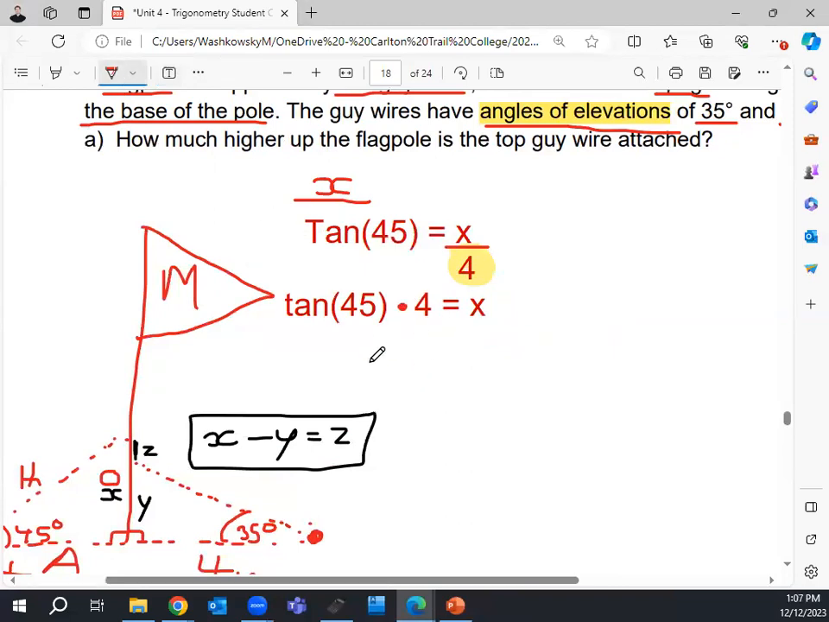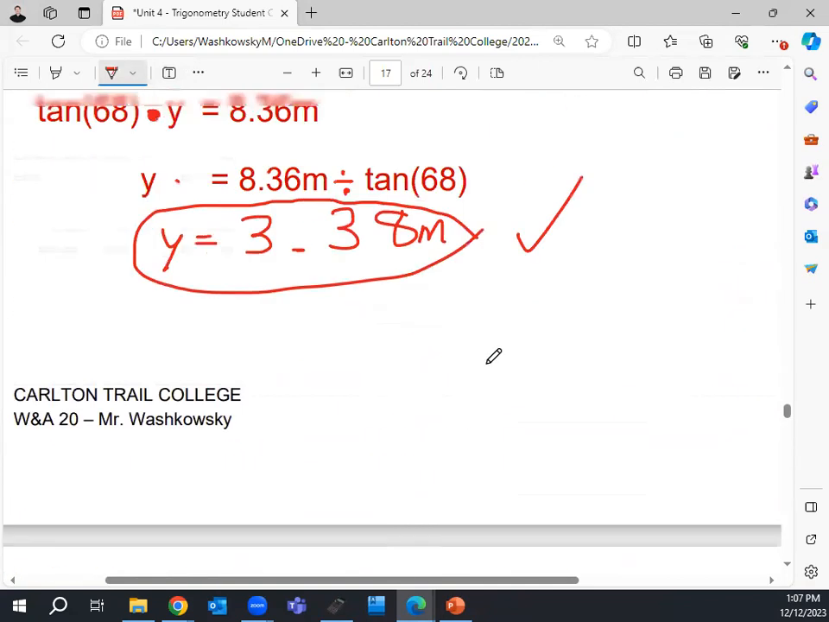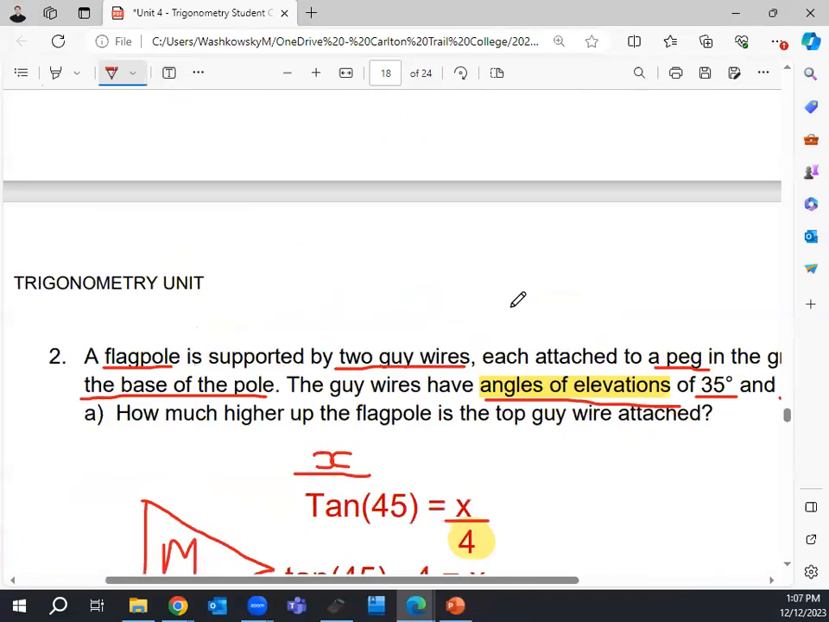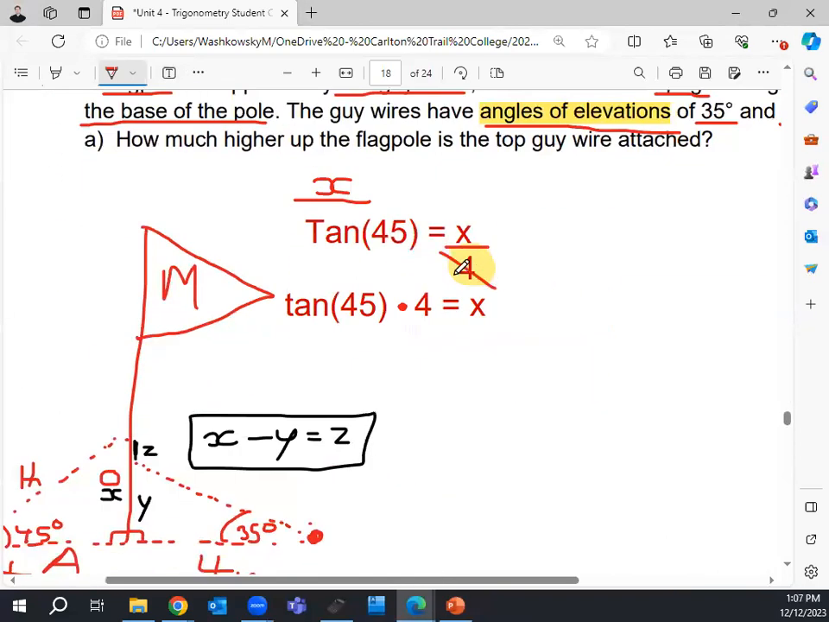And then what do I do? Well, is X by itself? Yeah, I only have to divide. I'm only going to do a 2-step if X is on the bottom of a fraction. But because X is on the top of a fraction, I got rid of that 4 already on that one side. So now it's just X by itself, which is what I want, right? So now I can just punch that in my calculator. Tangent of 45 times 4.